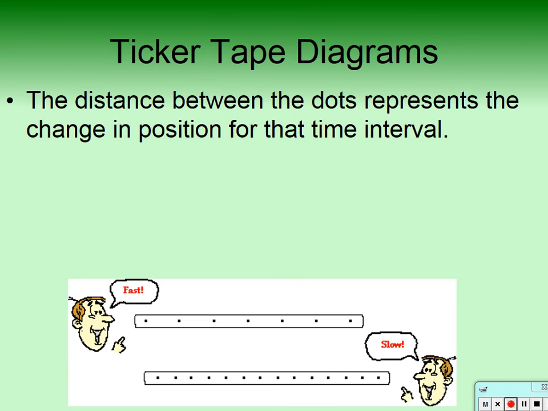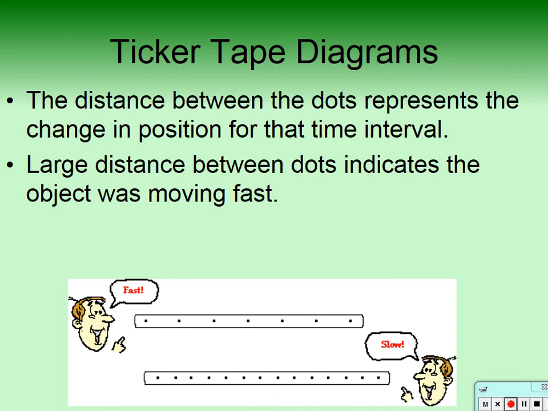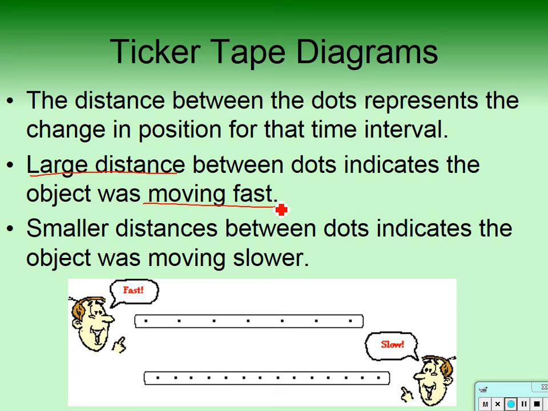Good job. Okay, the distance between the dots represents change in position for that time interval. So that means a couple of things. Number 1, large distances between dots indicate that the object was moving fast. Smaller distances between the dots indicate that the object is moving slower. So here's a couple of examples. If we look at the dots here, large distance compared to this bottom one, so this one's going fast. Down in the bottom, small distance between the dots, it's going slower.